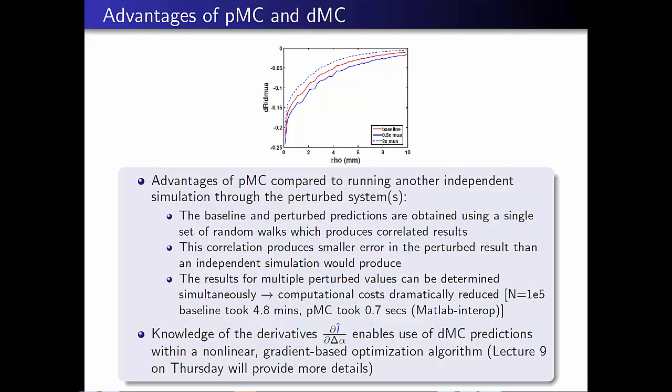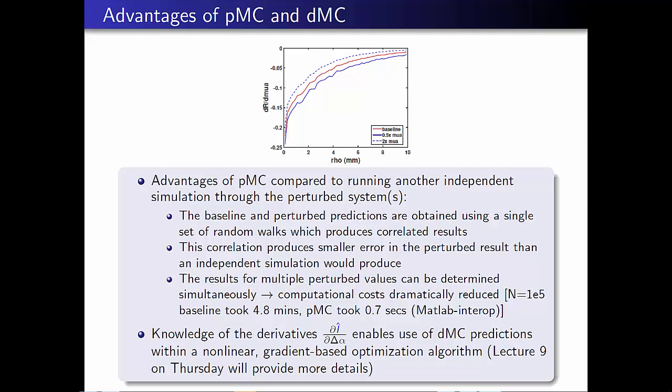Here are the differential plots, and the same bumps are happening. Because you're using a single set of random walks, that correlation in your estimates actually has a smaller error than if you were to run an independent simulation with those optical properties. We also can run a bunch of different perturbations simultaneously. For instance, I just ran 10,000 photons, and it takes about 5 minutes. And with PMC, to evaluate the same thing takes about 0.7 seconds. So quite a bit faster.